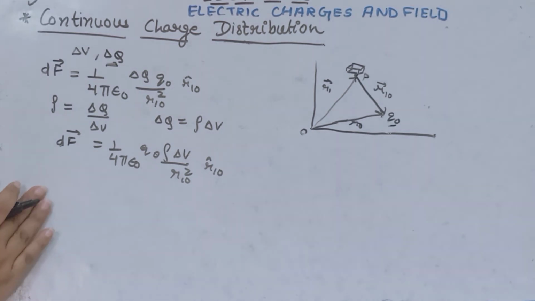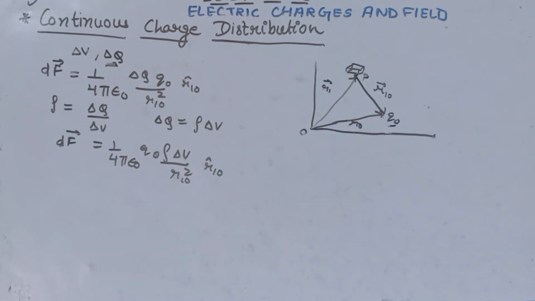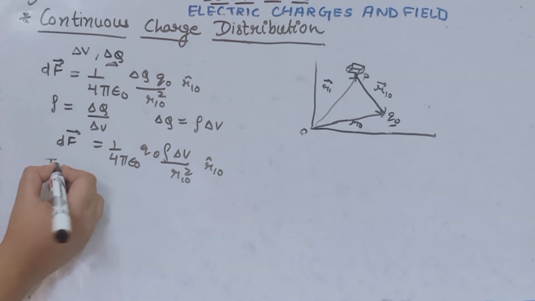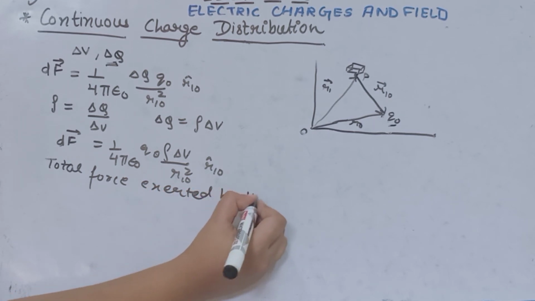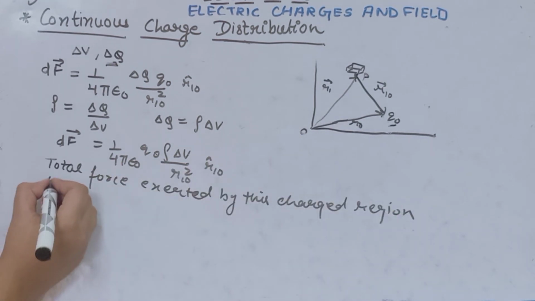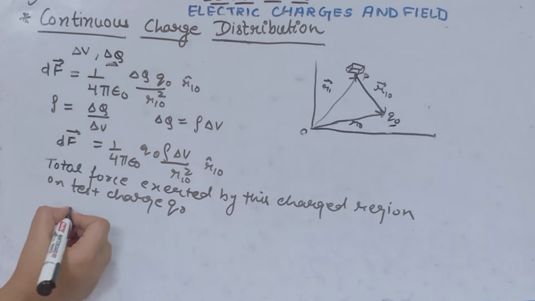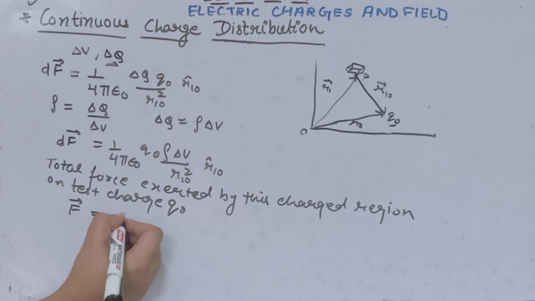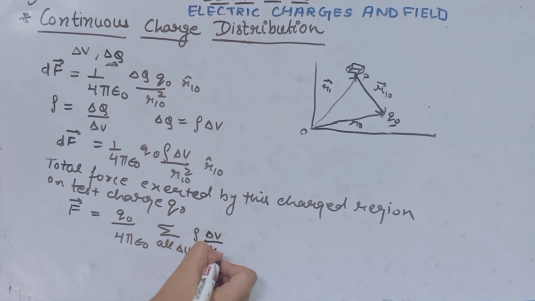So now what we'll do, we'll choose different delta V's for this entire region, and by using the superposition principle, we'll find the total force exerted by this charged region on test charge Q naught. So now let the total force be represented by F, that F will be equal to Q naught upon 4 pi epsilon naught summation over all delta V's into rho delta V upon R10 square into R10 cap. Fine.